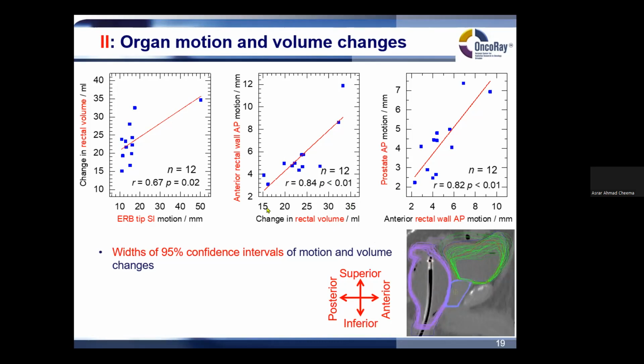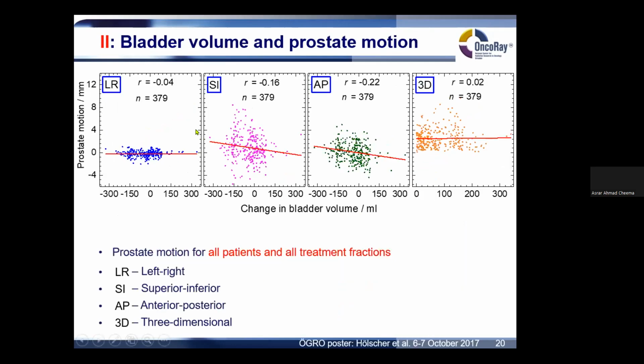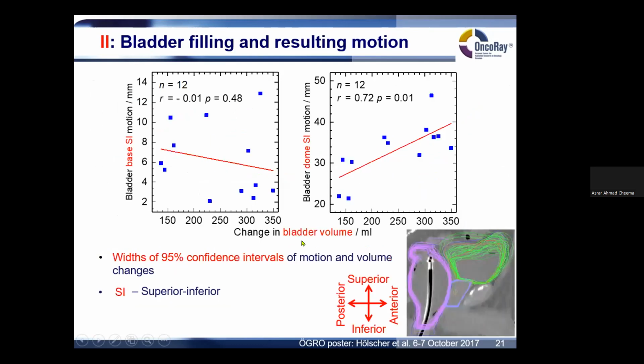The change in rectal volume was found to be correlated with the anterior rectal wall motion, and anterior rectal wall AP motion was correlated with the prostate AP motion. So the anterior rectal wall movement in the AP direction was responsible for prostate AP motion. As we can see from the randomness of these scatter plots, there was no effect of change in bladder volume on prostate motion. So this was the main conclusion of this study.